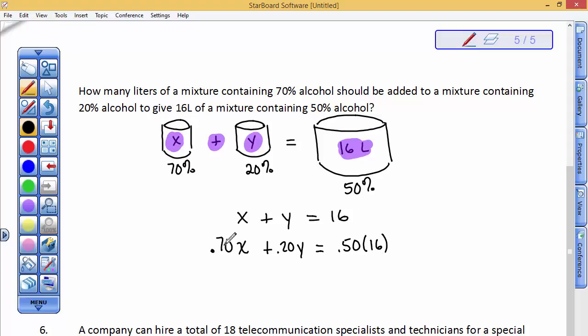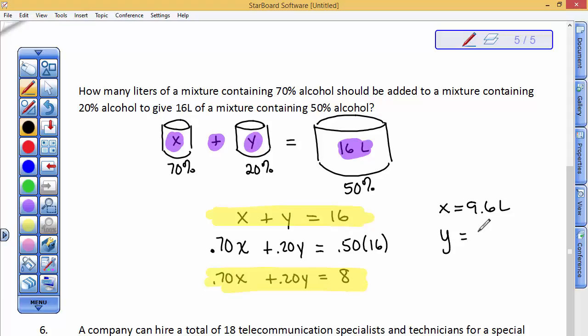So this was the percentage times an amount. A percentage times an amount. So this equation would turn out 50% of 16 is 8. In my two equations, and you can solve whatever method you'd like, would be x plus y equals 16, and the 0.70x plus the 0.20y equals 8. And I'm just going to tell you that I found that x equals 9.6 liters, and therefore those total to be 16, this has to be 6.4 liters.